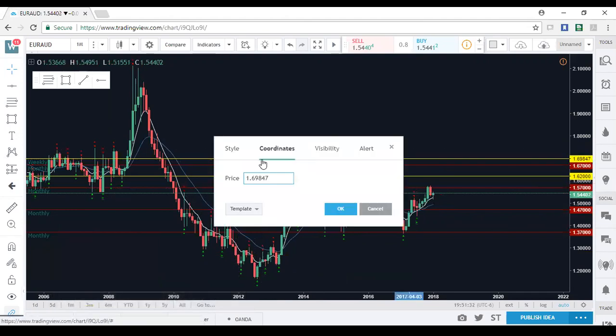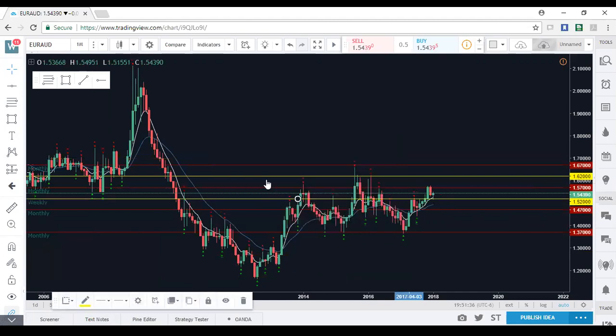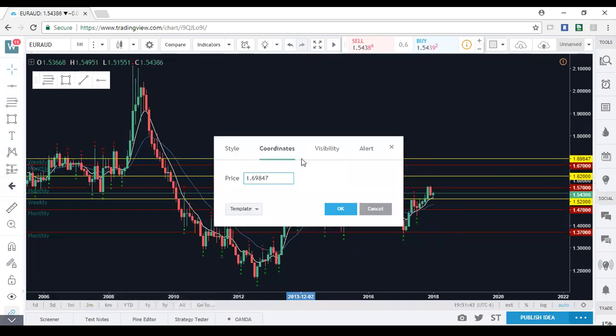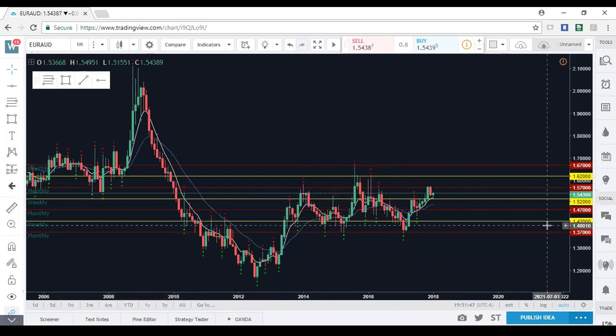Let's see, 152. 42. All right. So as you see how price reacts around these areas, right? That's what we want to see. This is what we want to see. The structure of the market, price respecting these price areas.